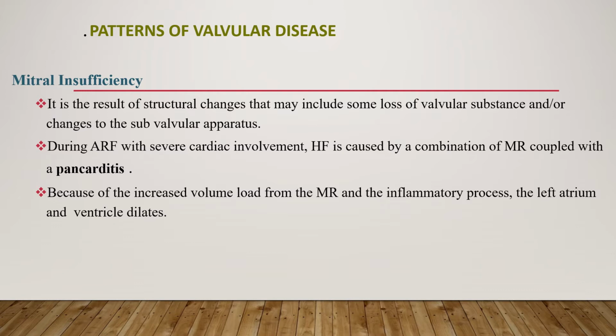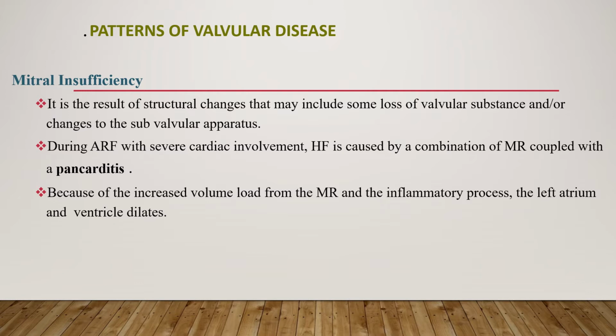When we look at patterns of valvular involvement in acute rheumatic fever, the first and most common is mitral insufficiency. Mitral insufficiency is the result of structural changes that might include some loss of valvular substance and changes to the subvalvular apparatus, including elongation of the chordae, both of which can lead to valvular dysfunction. During acute rheumatic fever with severe cardiac involvement, heart failure is caused by a combination of mitral insufficiency with pancarditis. That means mitral insufficiency with involvement of the pericardium and the myocardium, in addition to the valves.